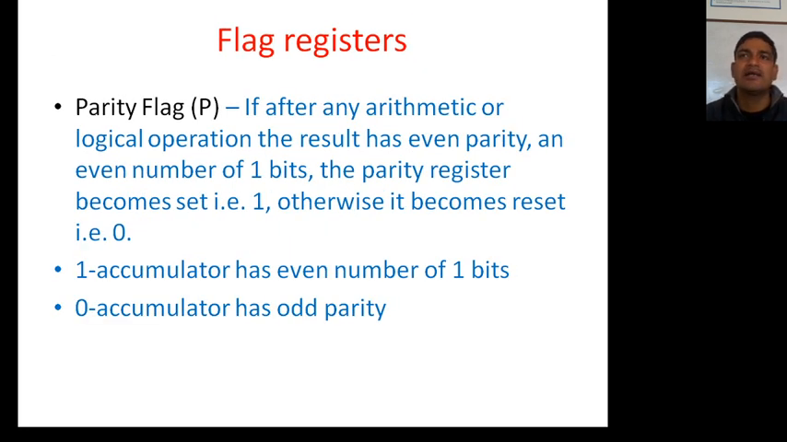Next, parity flag. You are already aware of even parity and odd parity. If after any ALU operation there is even parity, this flag will become set, otherwise reset. Even parity means the total number of ones is even. Odd parity means the total number of ones is odd. If even parity, this flag will become set, otherwise reset.